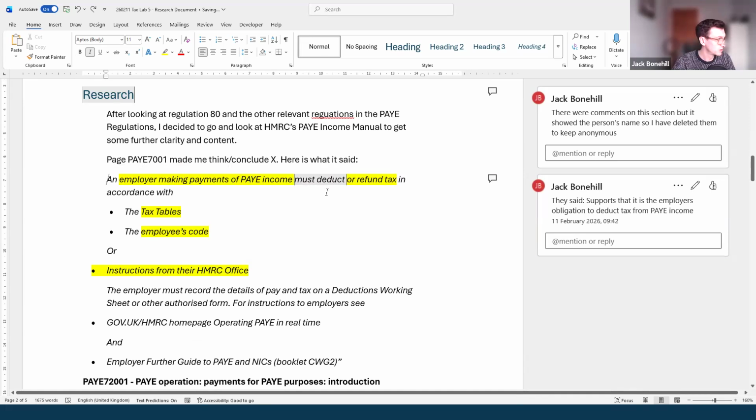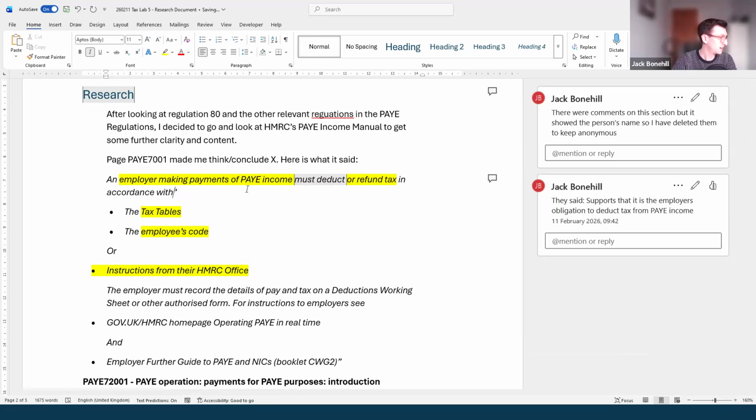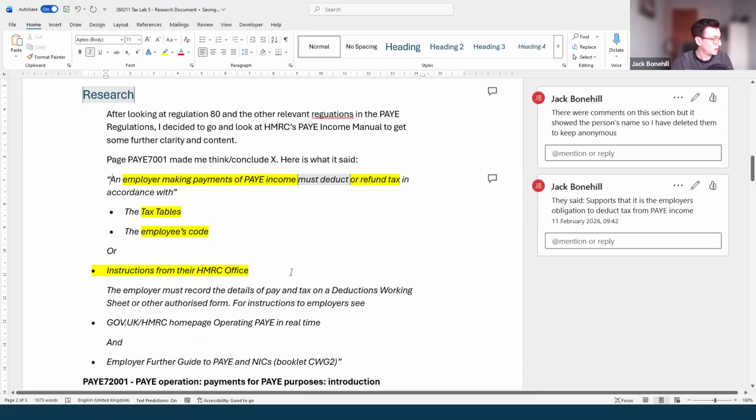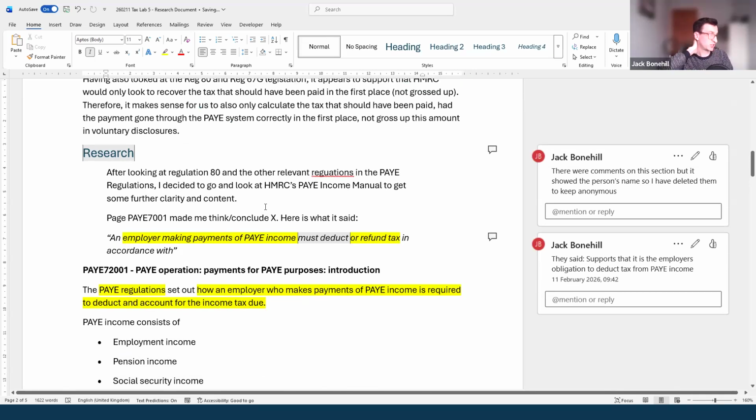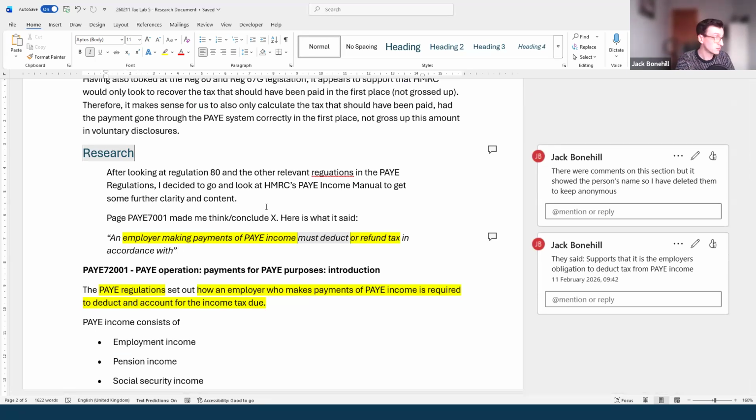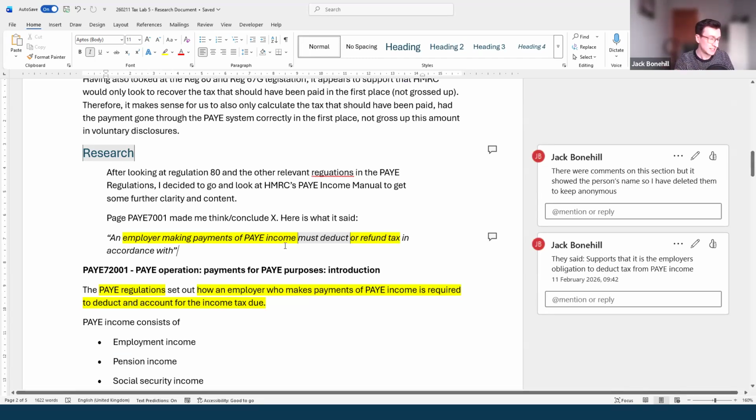An employer making payments of PAYE income must deduct. I don't think any of the other bits here are particularly relevant to them getting the view that they got out of this. So let's just shorten that for a second. What we've done then is we've reduced the contents quite significantly. Rather than just regurgitating a large bit of information from somewhere else, which in this case is HMRC's pay-as-you-earn manual, we've got straight to the point, and it's very quick and easy for me to read, and also to go through the thought process.